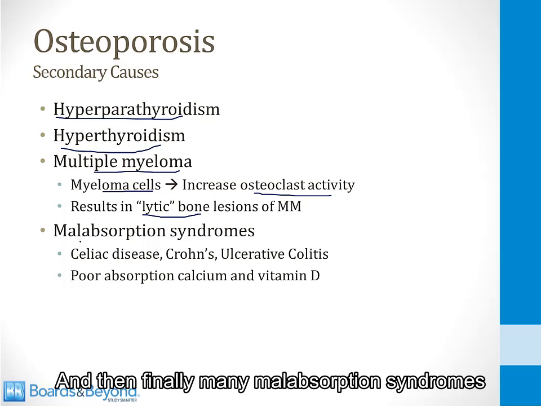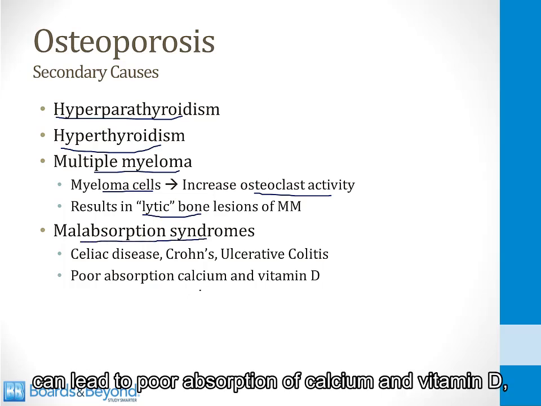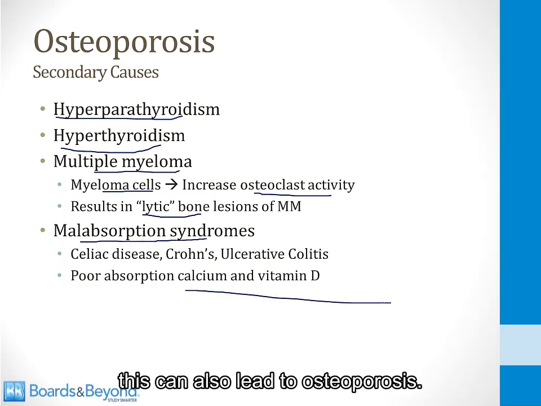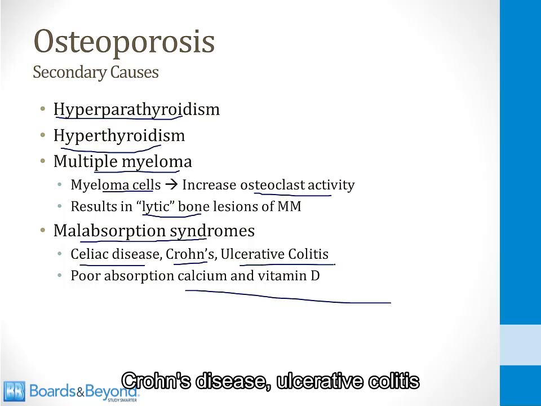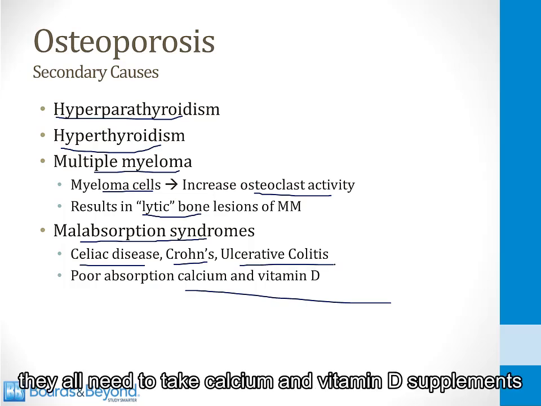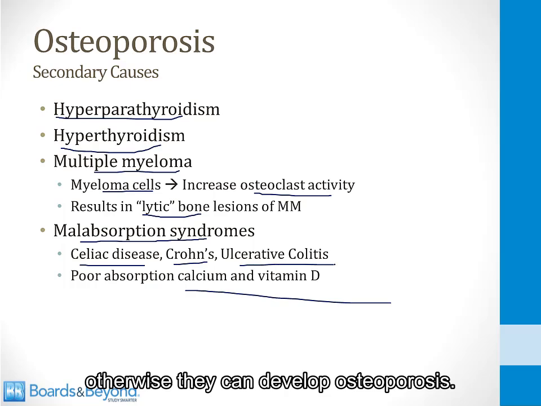And then finally, many malabsorption syndromes can lead to poor absorption of calcium and vitamin D. This can also lead to osteoporosis. So people who have celiac disease, Crohn's disease, ulcerative colitis, they all need to take calcium and vitamin D supplements, otherwise they can develop osteoporosis.